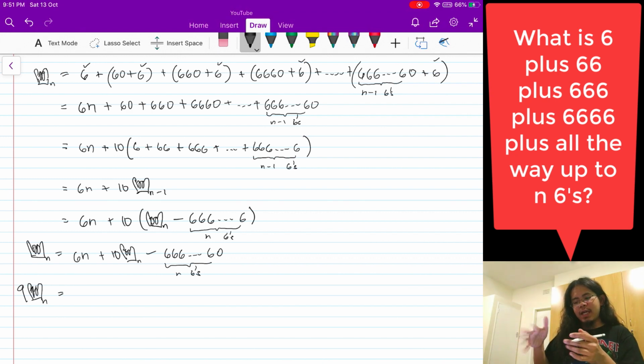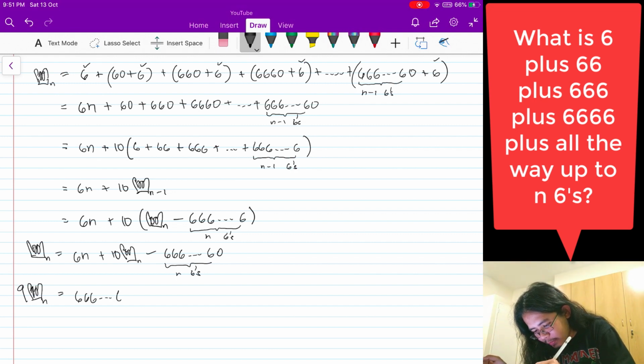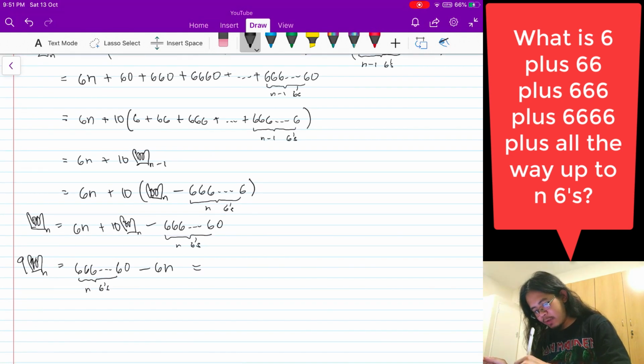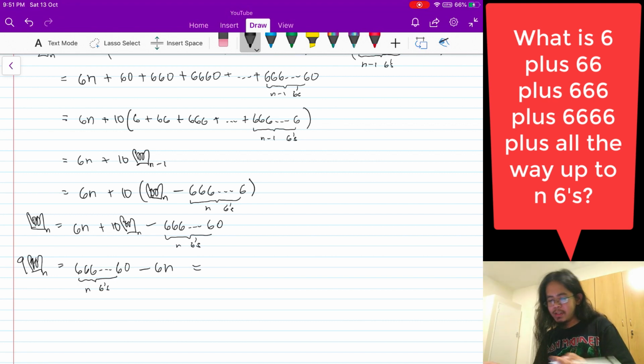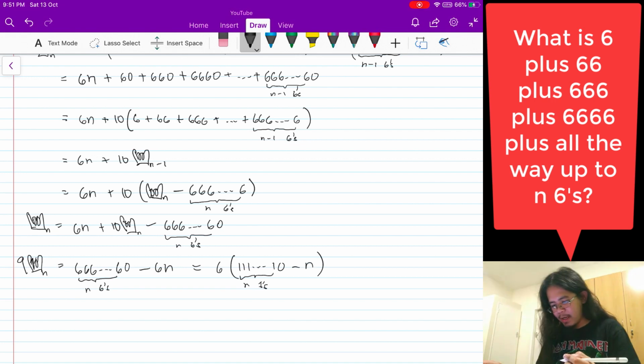the 666 guys, the n sixes with a 0, becomes positive. 6, 6, 6 all the way up to 6. There are n sixes, minus 6n. Is that right? So 10, 9 minus plus, yeah, that's correct. Okay, and of course we can factor out here the 6. This becomes 6 multiplied by 1, 1, 1, 1. So now there are n instances of 1s. There's a 0 at the end, minus n. Okay? And of course, to solve for the metal sum of n, you just divide the right-hand side by 9.